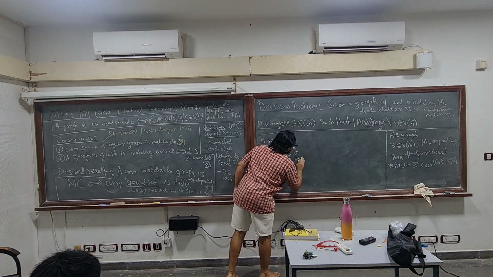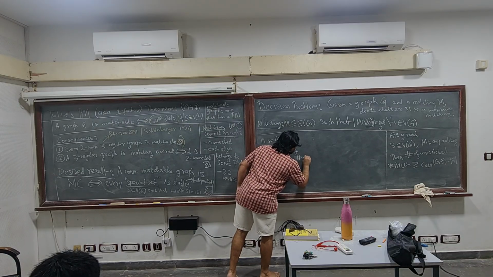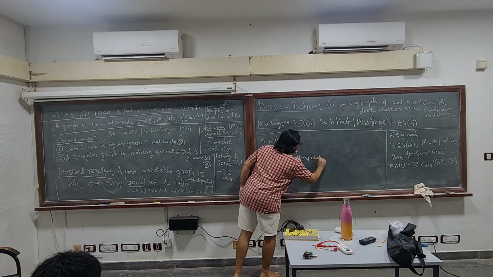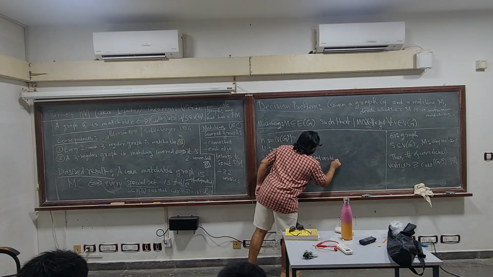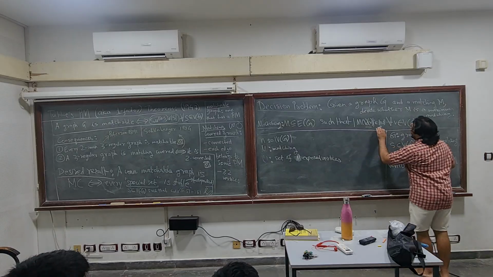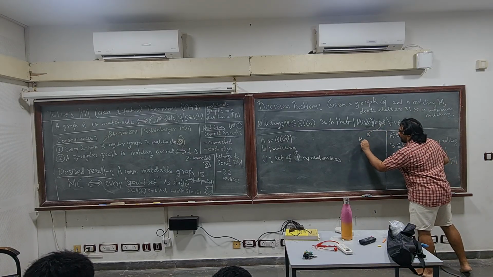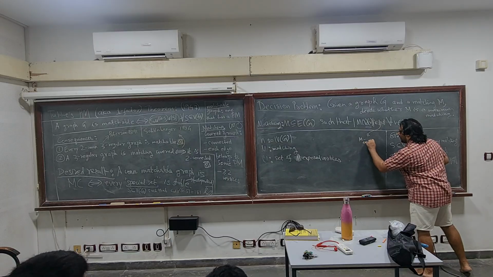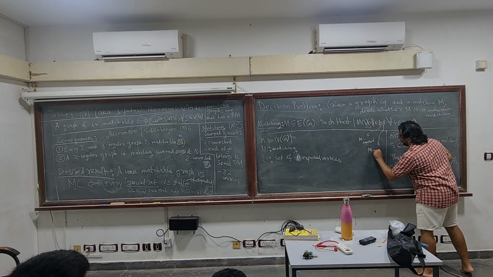unmatched, maybe I'll use a word, M-exposed vertices. So, given a matching M, the exposed vertices are the ones which give you 0. These are called M-exposed. And these are called M-saturated.